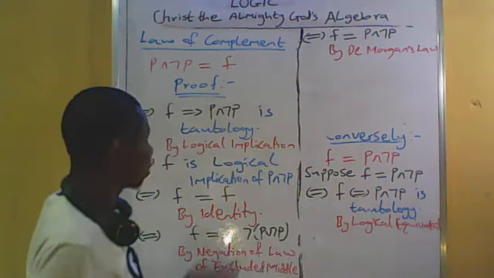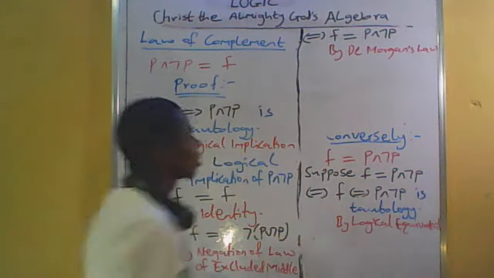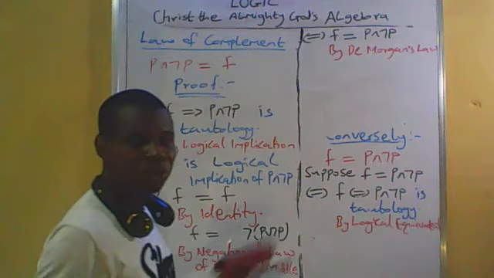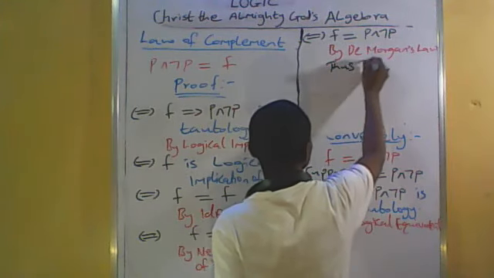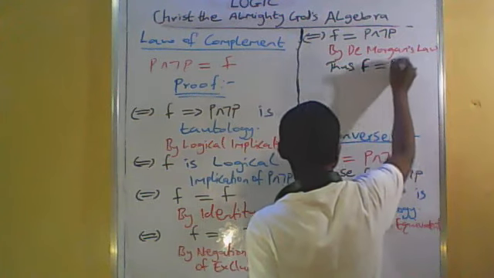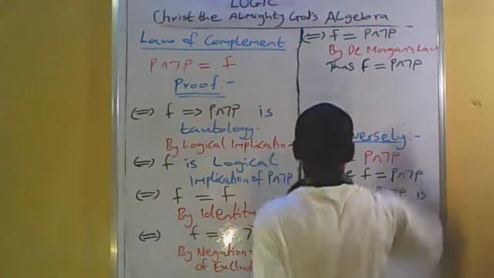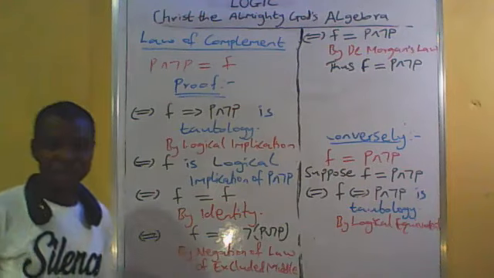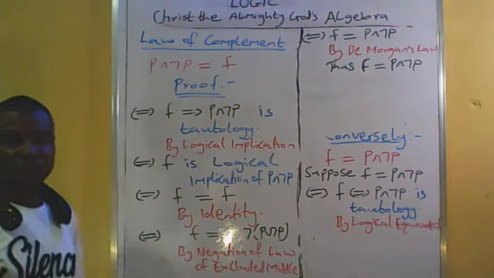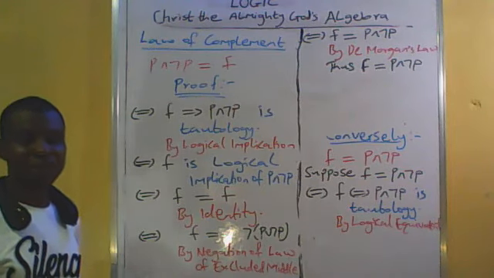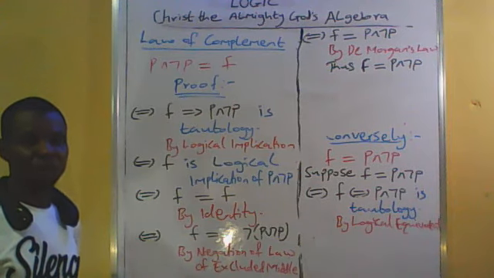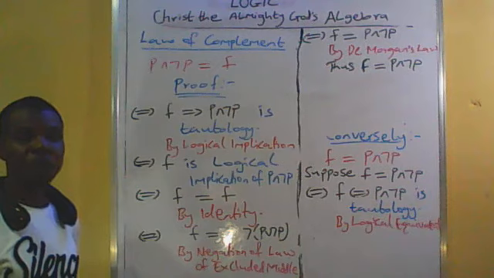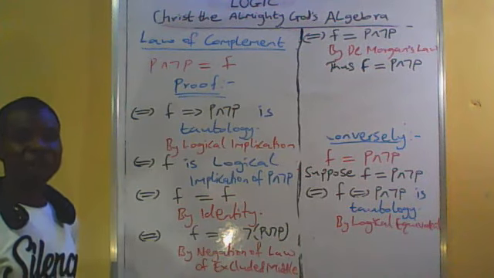We have now proved the converse. We then conclude, thus, F is equal to P and not P. Since we have now proved the converse, we then establish by the principle of essentiality that P and not P is equal to F, which is the law of complement by conjunctive statement.